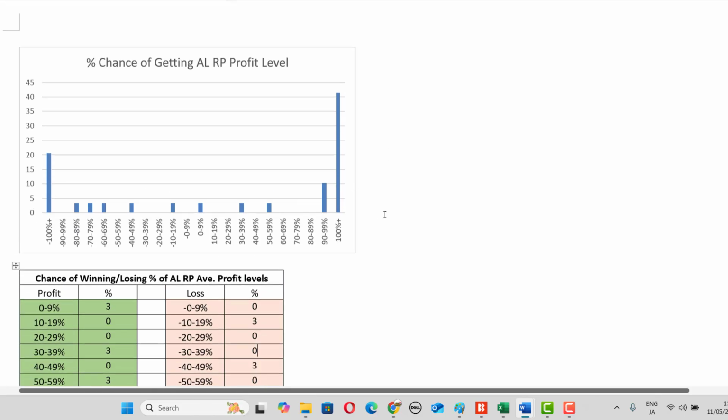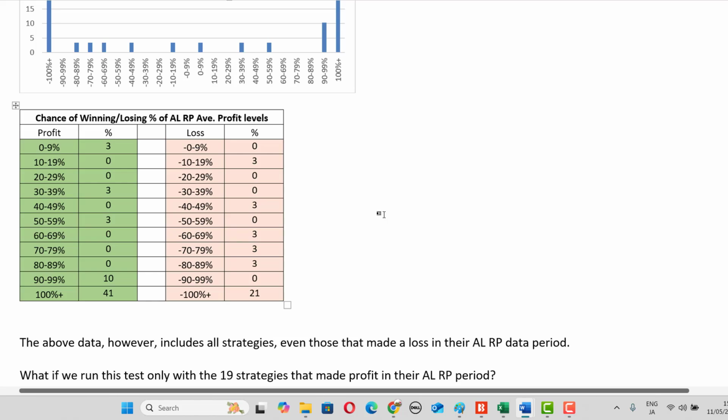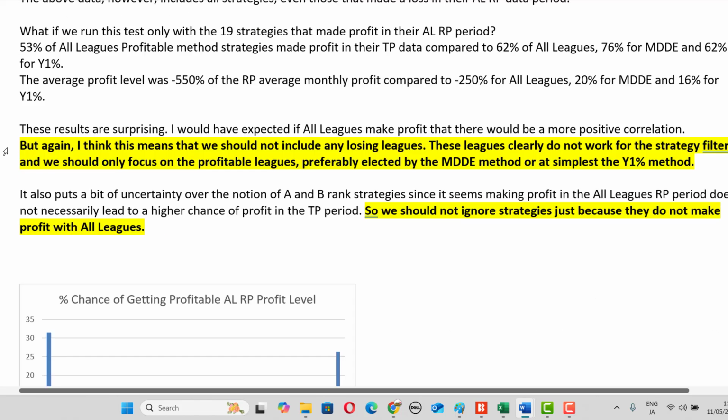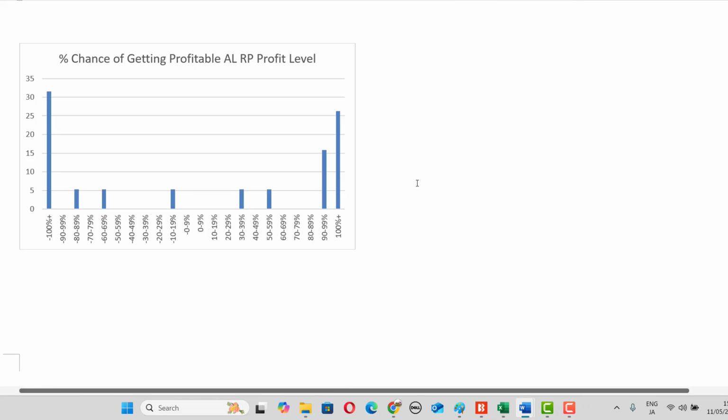So again, we can say don't follow any losing leagues when you're making these strategies. And I think I said it again here. Yeah, so again, we should not include any losing leagues. These leagues clearly do not work for the strategy filters, and only focus on profitable leagues, preferably selected by the MDDE method or even the 1% yield method. If we just look at leagues that made profit in the All Leagues section, it does slightly improve things, but it's still quite inconsistent. So I don't think we'll be following All Leagues systems anymore.